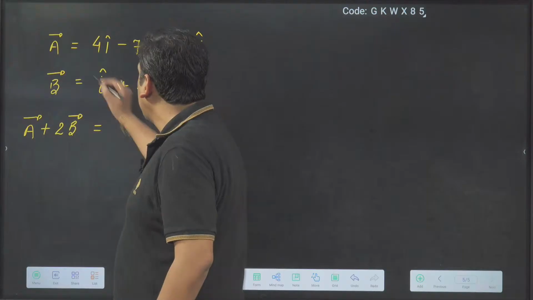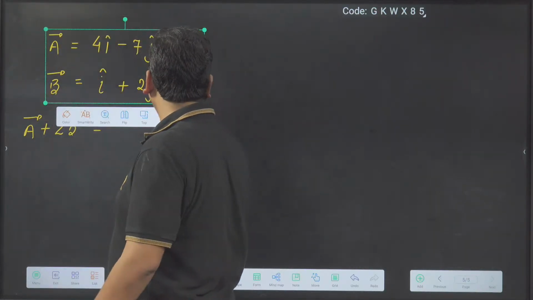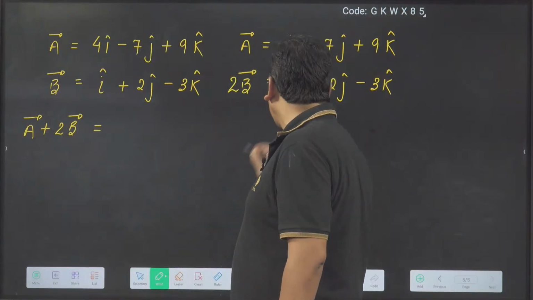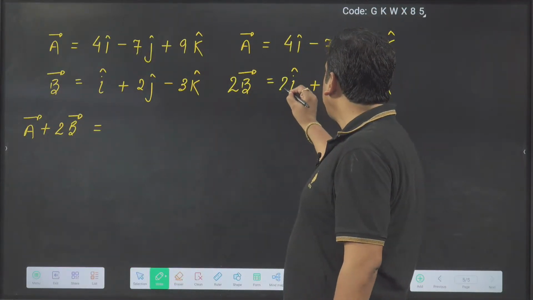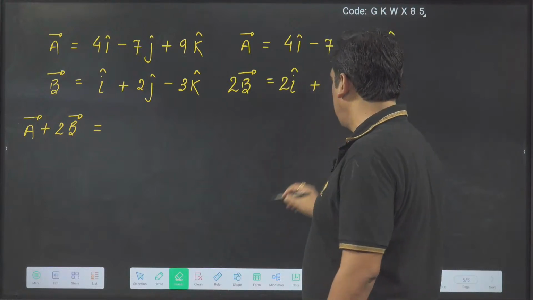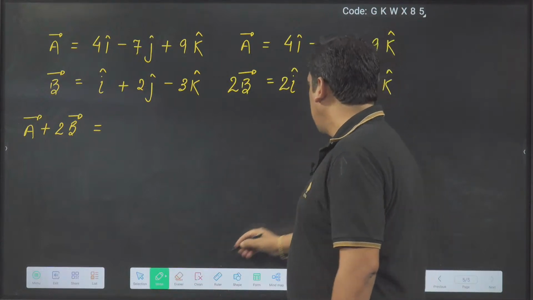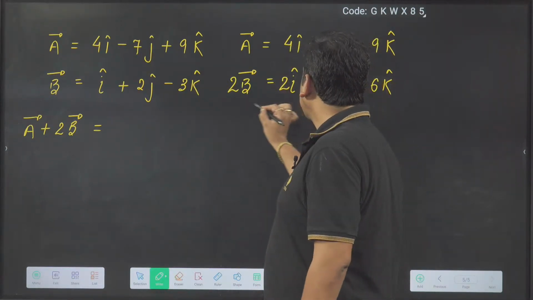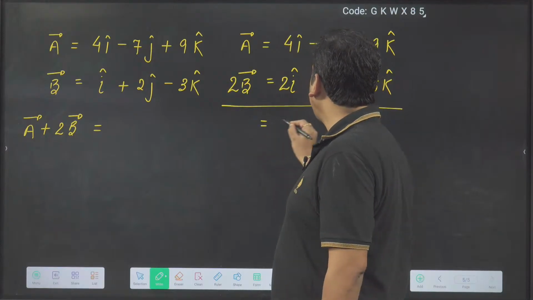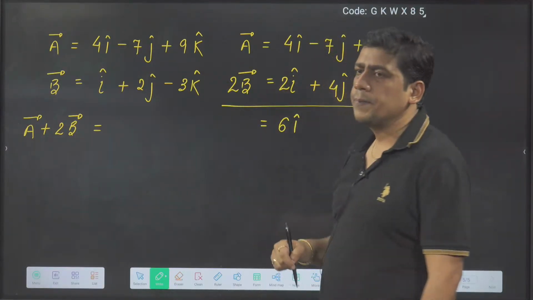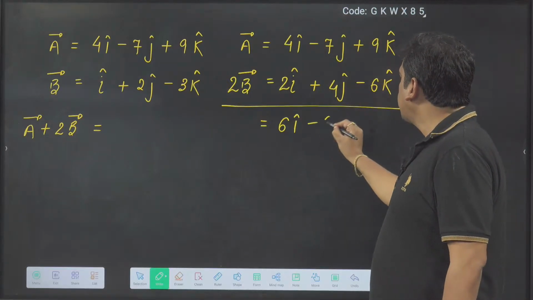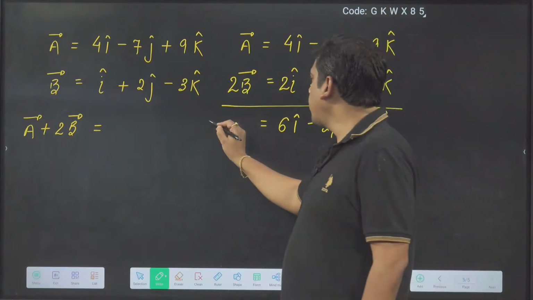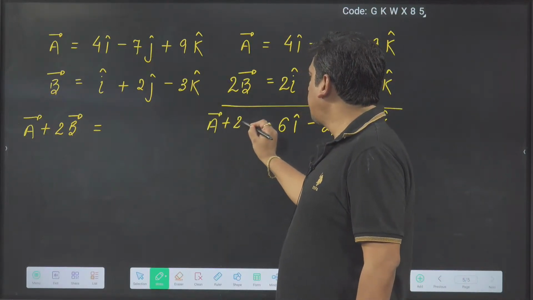What we have to do here? First, make it 2b vector. If you make it 2b vector, multiply 2 to every term. It will become 2i cap, this 2 will become 4, and this minus 3 will become minus 6. Now you add. If you add, it will become 4 plus 2, i with i, minus 7 plus 4, and 9 minus 6. This is our A vector plus 2b vector.